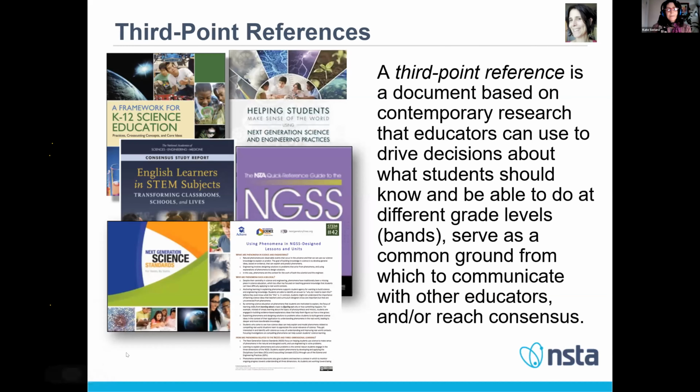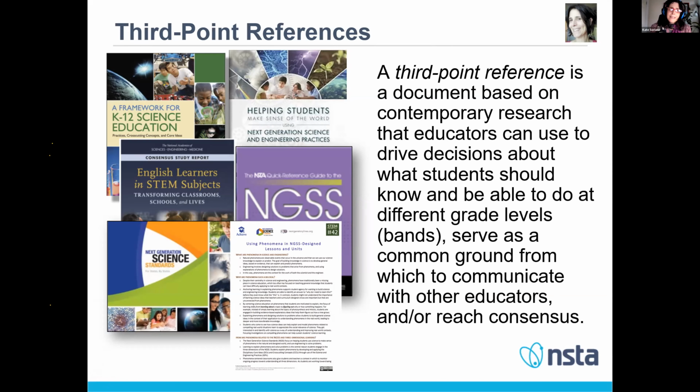So just briefly, I want to share, well, who decides what gets taught in first grade, and what the practices look like for a first grader as different from a 12th grader? We need to go to third-party references. And you can see here on the screen that there are many third-party references that you can turn to.